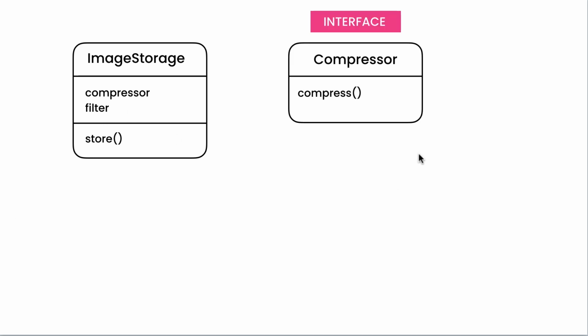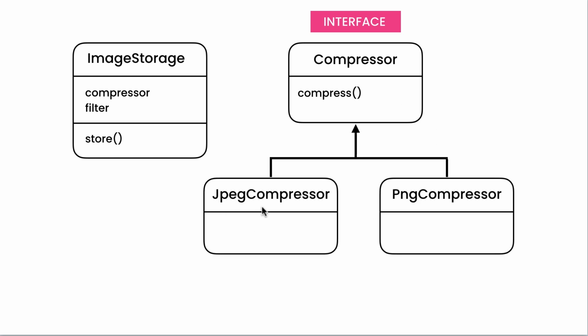So we can introduce an interface called compressor with a single method called compress. Then we create classes that implement this interface, such as JPEG compressor and PNG compressor. With this structure, we are following the open-close principle. So if tomorrow we want to support a new image compression algorithm, we simply create a new class that implements the compressor interface.